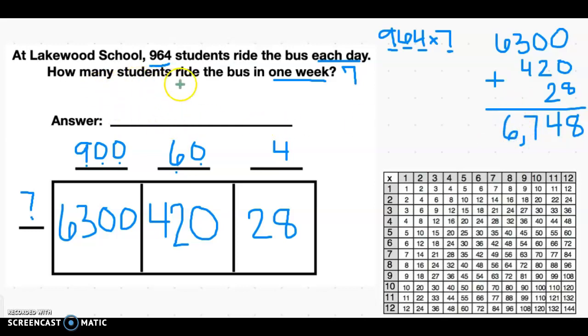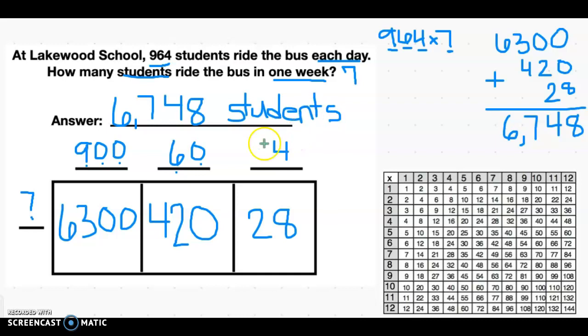So how many students ride the bus in 1 week? 6,748. When you write an answer for word problems, you need to label what it is. In this case, it is students. This part right here where we label is part of the answer. So I have 6,748 students in 1 week.